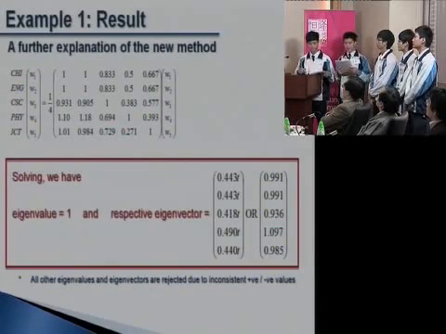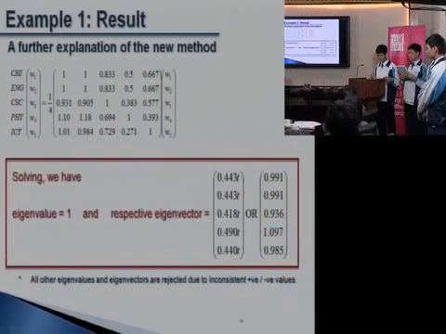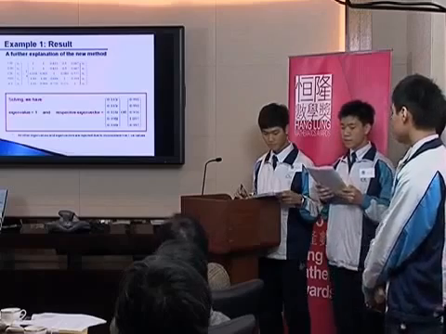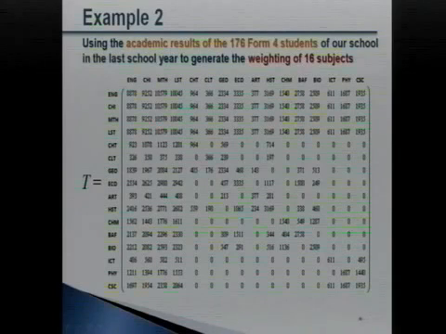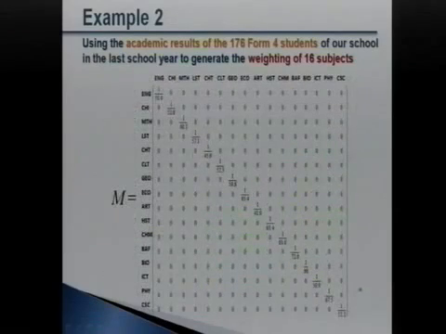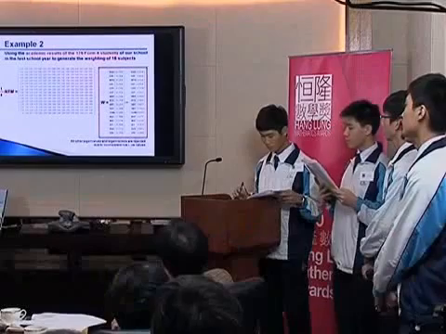Actually, we've been trying to verify the new method using the various sets of data. We put one of them in the research report since the result is inspiring. In example 2, we studied the academic results of the 176 Form 4 students of our schools in the previous school year. We generated the weighting of each subject using the new method. After the calculation of the matrices N, T, and M, we generated the weightings with the help of computers.